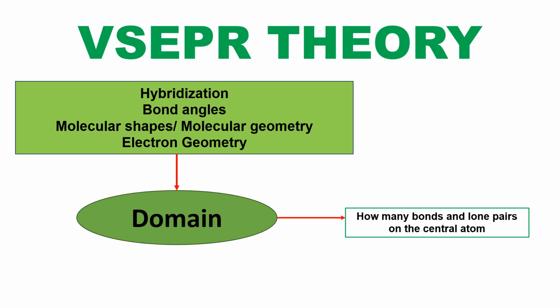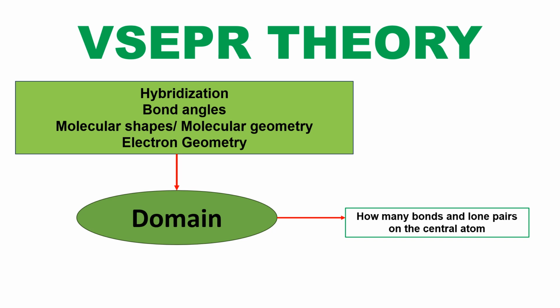Hey, welcome back. In this video, we are going to study hybridization, bond angles, molecular shapes, and their geometry, which is usually categorized under VSEPR theory. In order to understand these concepts, you should understand what our central atom is, or we can categorize it into domain. So we have a domain number, or total domains.